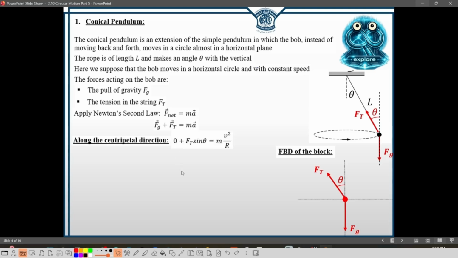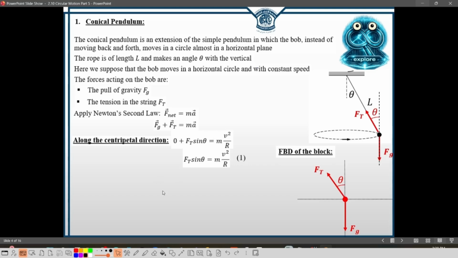Now along the centripetal direction, m a_c is equal to Ft sine theta. Remember that the angle of Ft is measured with respect to the vertical. So the vertical component will be Ft cosine theta and the horizontal component will be Ft sine theta. We take the horizontal component because it's the one directed toward the center, and the horizontal component is promoted to centripetal force. This is why the centripetal force, which is T sine theta, is equal to m v squared over R. So let's call this equation 1.